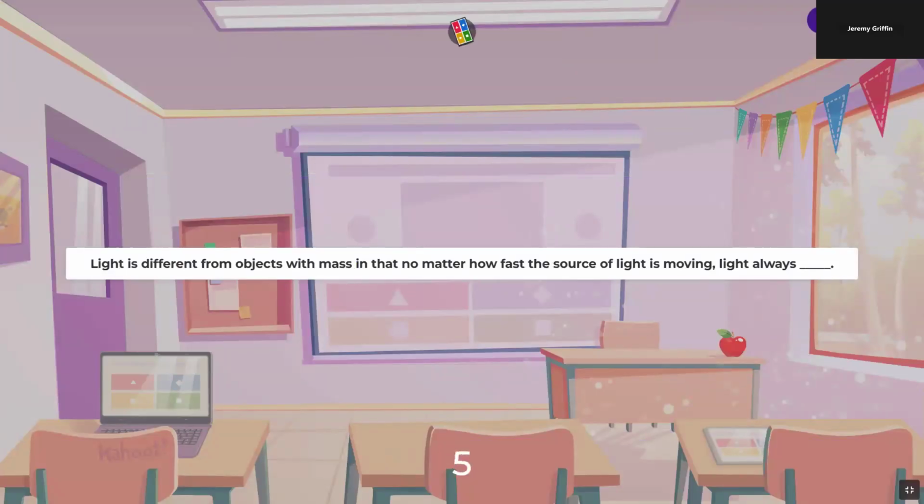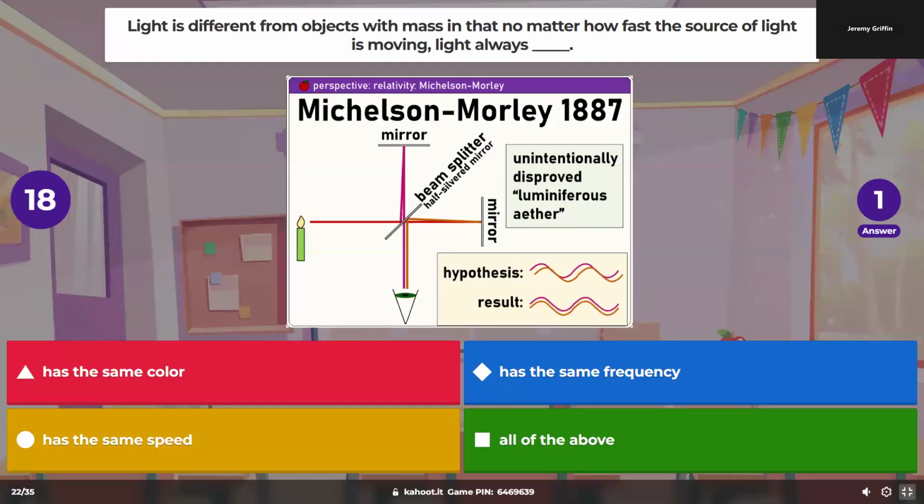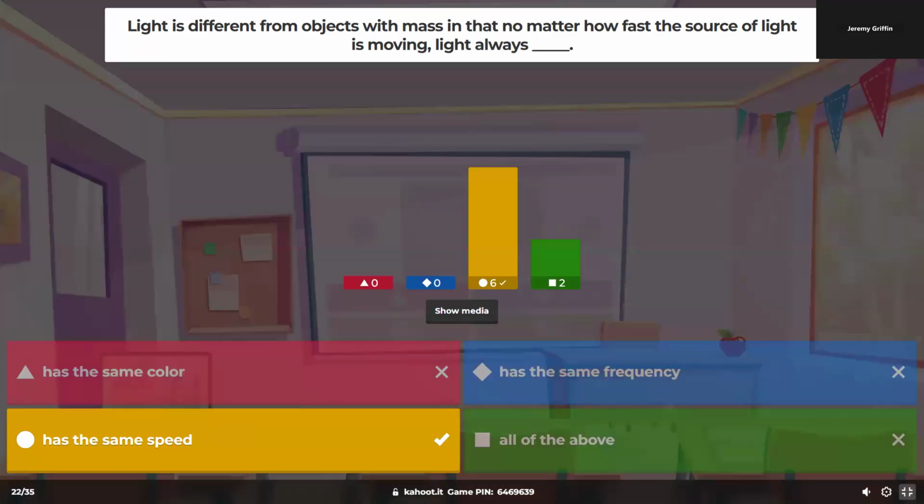Ooh, we're on to relativity. Light is different from other objects. No matter how fast the source of light, light always... Remember that Michelson-Morley experiment? They found that light always has the same... Yeah, speed. There you go. Same speed. Okay. So Michelson-Morley, whether they're bouncing the light east and west or north and south, it made no difference.